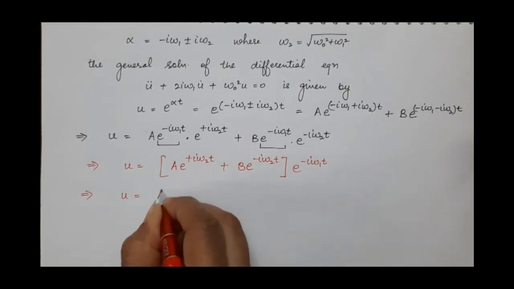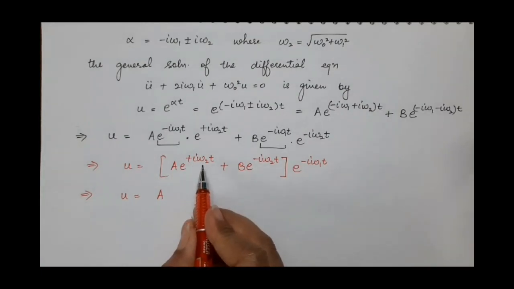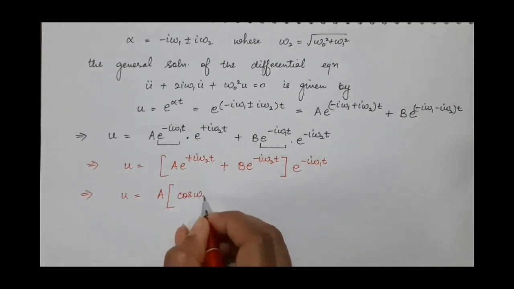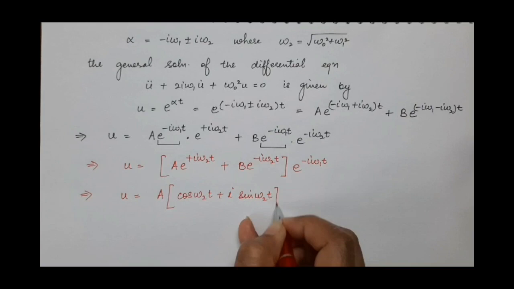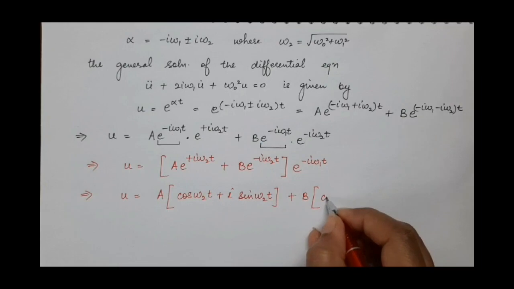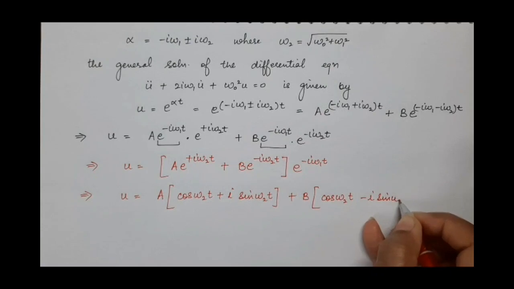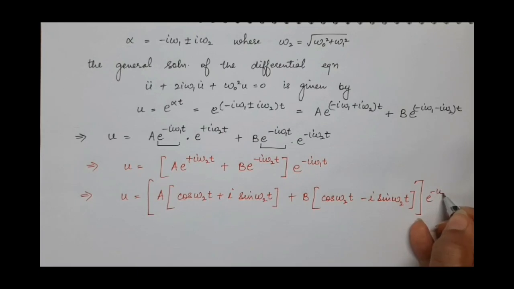u is equal to a. According to De Moivre's theorem, we know that e raised to power iota theta is equal to cos theta plus iota sin theta. So e raised to power iota theta will be equal to cos theta plus iota sin theta, plus b. Here e raised to power minus iota theta will be equal to cos theta minus iota sin theta, into e raised to power minus iota omega 1t.